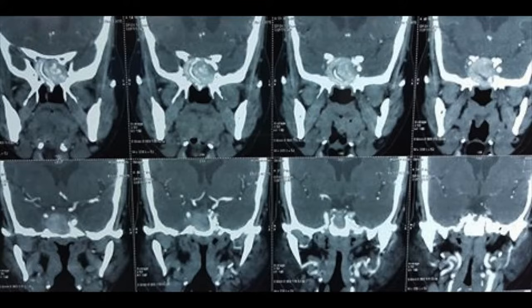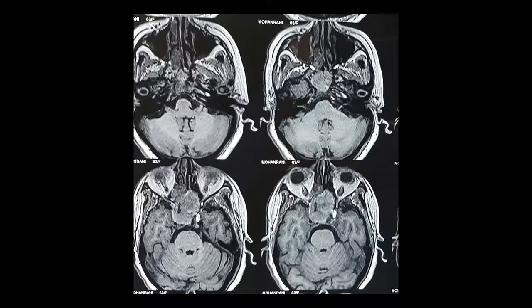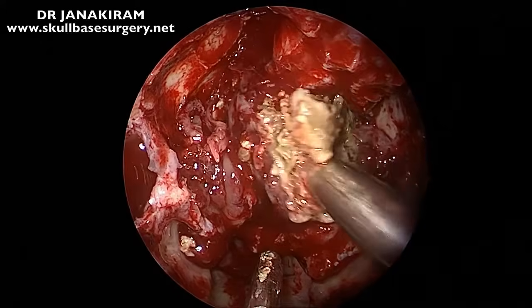You can see in the CT scan the variable Hounsfield unit filling the sphenoid sinus, eroding the right lateral wall. You can see also the intersphenoidal septum. You can see the MRI, very typical of fungal sinusitis.